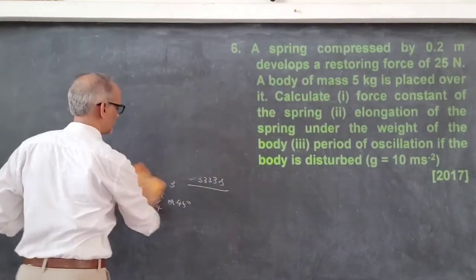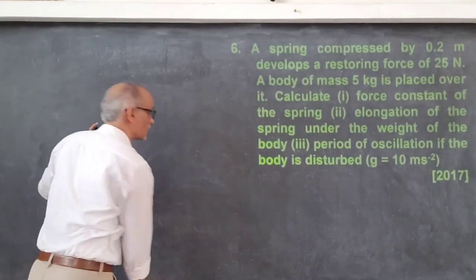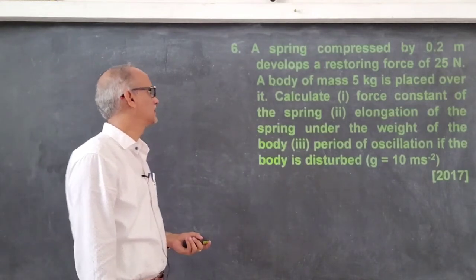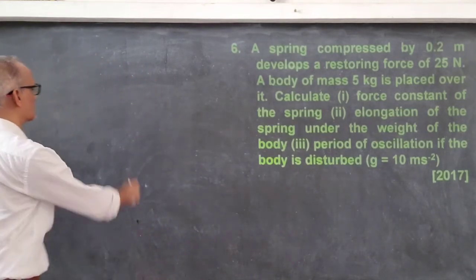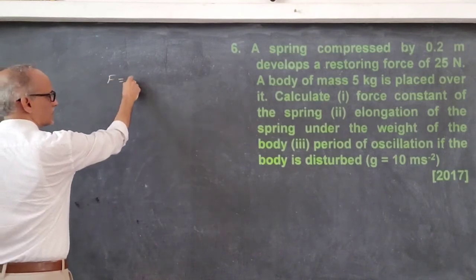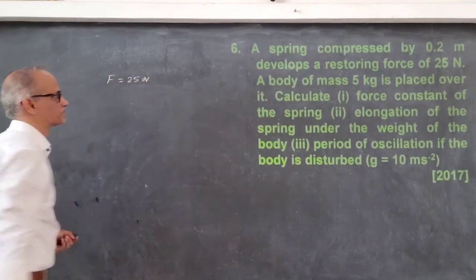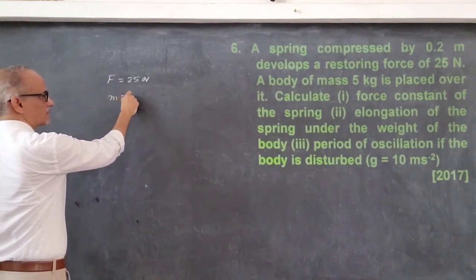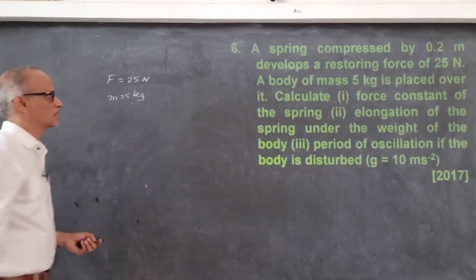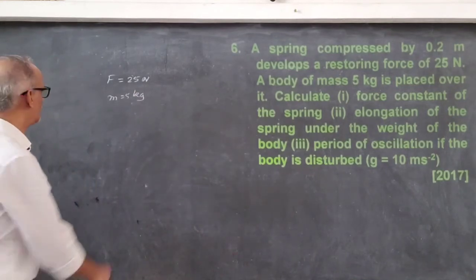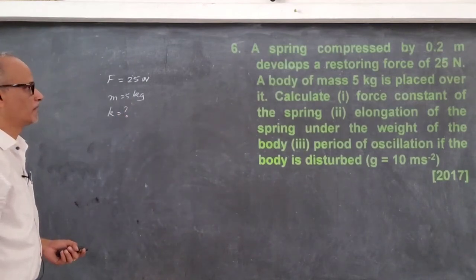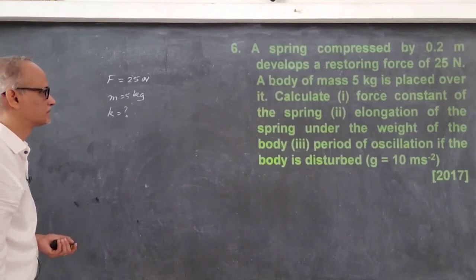Okay, so let us try one more numerical. A spring compressed by 0.2 meter develops a restoring force. So, they have given a restoring force F equal to 25 Newton. A body of mass 5 kg is placed over it. Calculate the force constant. So, we need to calculate the value of the force constant. Then the elongation of the spring under the weight.